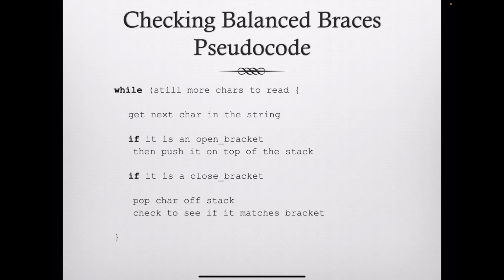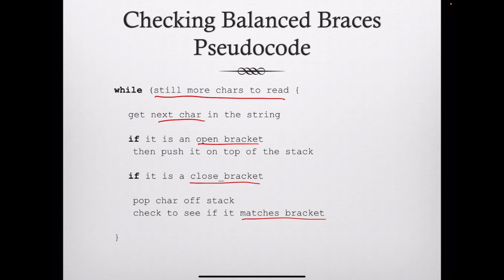We want our code to go through every character in the string. So while there are still more characters to read, we want it to get the next character in the string, and then we want to check to see if it's an open bracket or a closed bracket. And if it's an open bracket, then we want to push it onto the top of the stack. And if it's a closed bracket, we want to pop a character off the top of the stack, and we want to check to see if it matches the bracket.